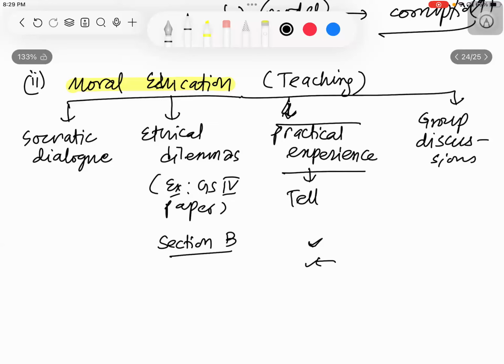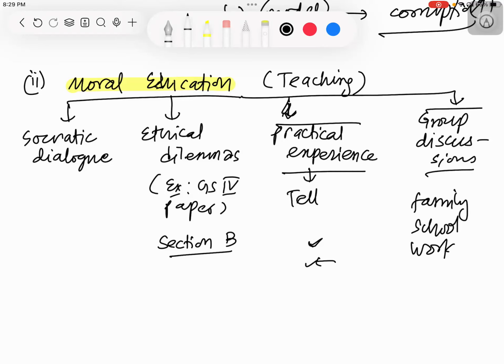Right? Through group discussion. Suppose maybe even in the family, in school, in the workplace. Through normal discussion you also understand explicitly what is moral education. And finally, if we come to this part, this is a bit technical part. Socratic dialogue. Can anyone tell me what do you mean by Socratic dialogue?